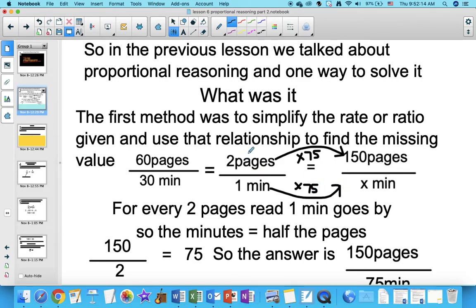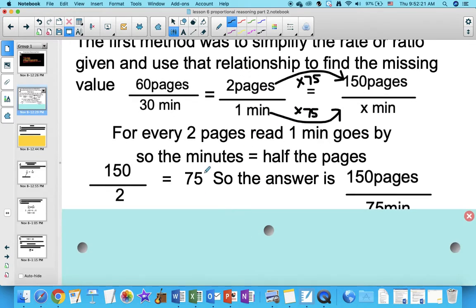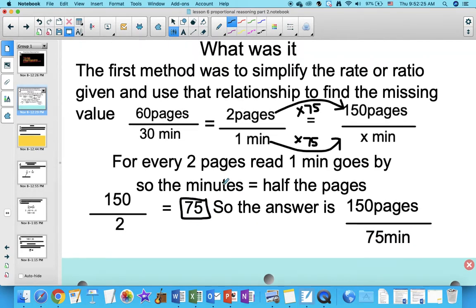So now you know 2 pages times 75 is 150. Whatever you do to one side, you do to the other. 1 times 75 is 75. So you know that in this case, to read 150 pages, it would take John 75 minutes, right?